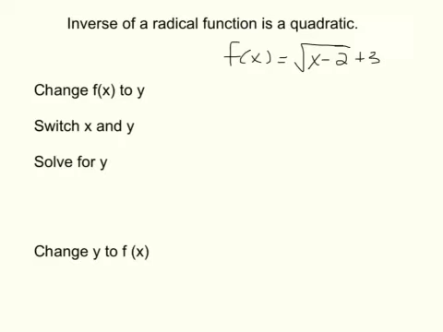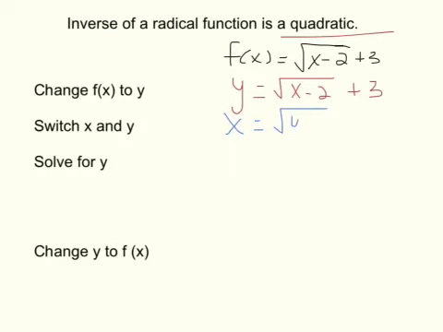So just to go ahead and start out with, the inverse of a radical function is a quadratic. So you should get an x squared in your answer. So if we follow the same steps as linear, change f of x to y. So now I have y equals the square root of x minus 2 plus 3. Then we switch our x and y. So now I have x equals the square root of y minus 2 plus 3. Now I'm going to solve for my y.